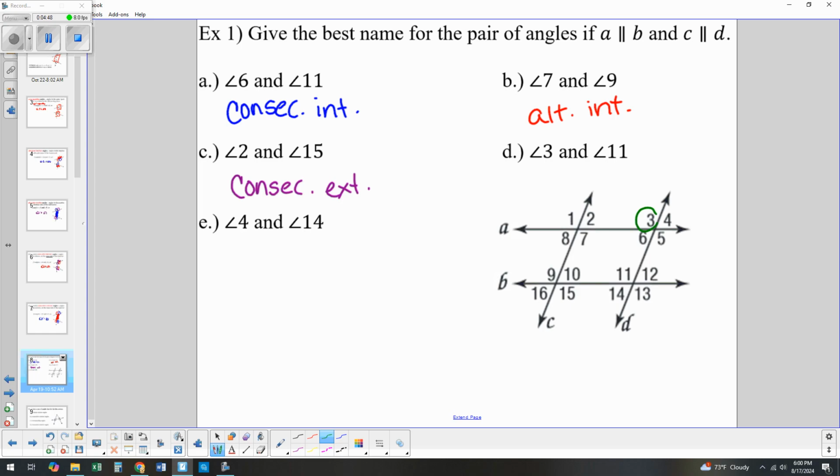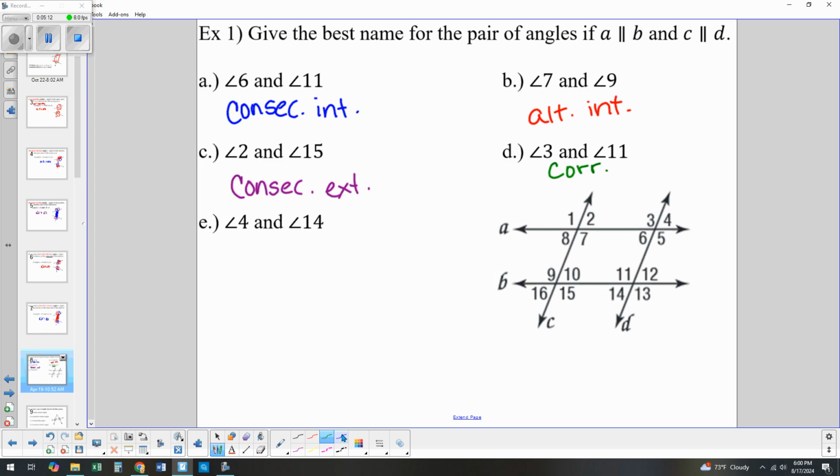Next, we have 3 and 11. So now this is an interesting case because they're not both between the lines and they're not both outside the lines. What we have here are two angles in the same spot. They're both in our driver's seat. So these are corresponding angles. Corresponding angles are the only angles that we are learning now that are not both inside or both outside.